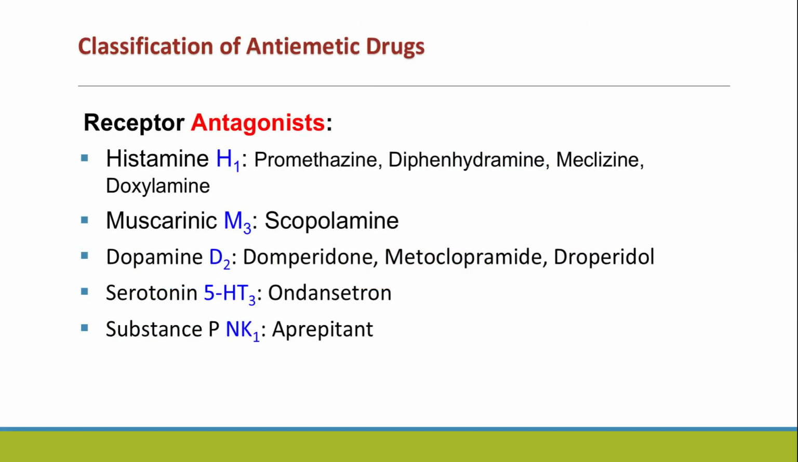Antiemetics are classified by receptor antagonism. H1 blockers treat motion sickness. M3 blockers reduce vestibular cholinergic signaling. D2 blockers act mainly at the CTZ. 5-HT3 blockers prevent vagal serotonin-mediated vomiting. NK1 blockers inhibit substance P. This classification reflects physiology directly.